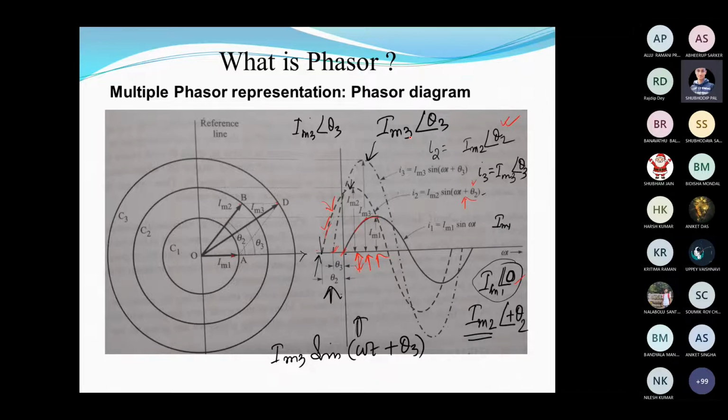So IM3, the resultant one, is lagging with respect to IM2. This one is IM3 and this one is IM2. So IM3 is lagging IM2 but leading IM1. Got the point? Okay, students. So this is the phase representation. If you have any queries related to this, you can ask me. I am giving you 2 minutes.